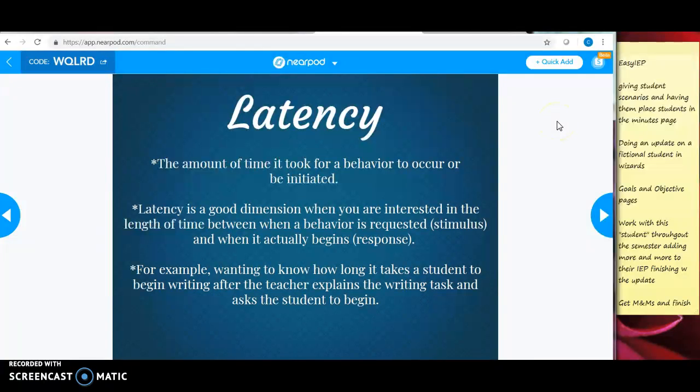Latency is the next dimension of behavior, and that is the amount of time it took for a behavior to occur or to be initiated. Latency is a good dimension when you are interested in the length of time between when a behavior is requested, so the stimulus, and when it actually begins, which is the response. So for example, wanting to know how long it takes a student to begin writing after the teacher explains the writing task and asks the student to begin would be the latency period.